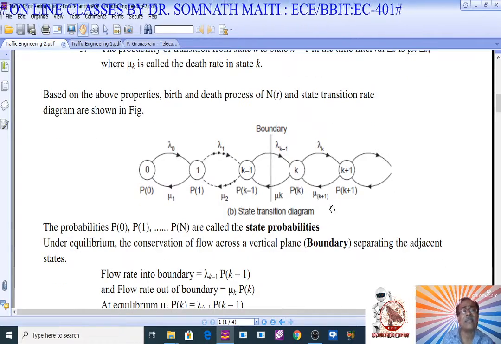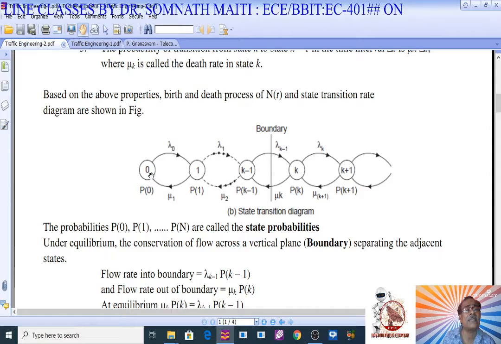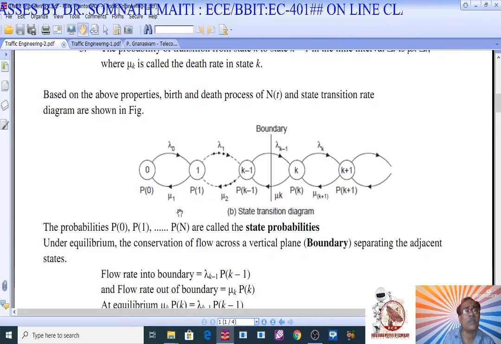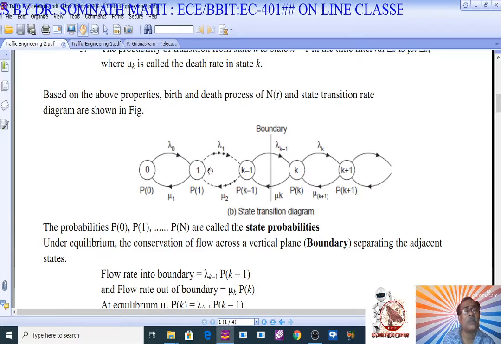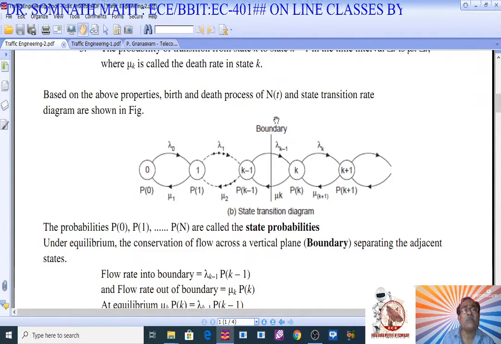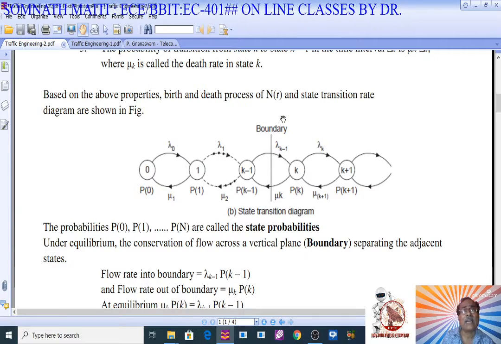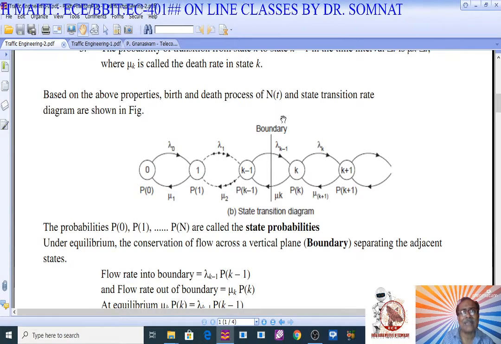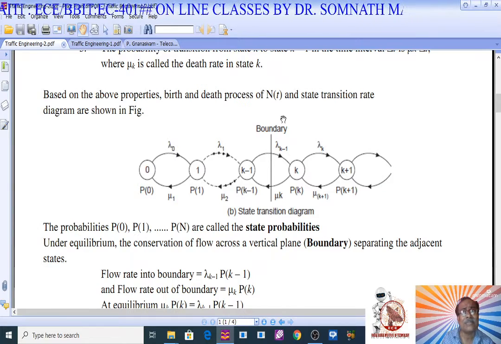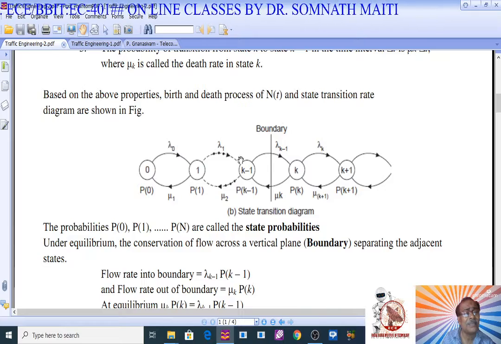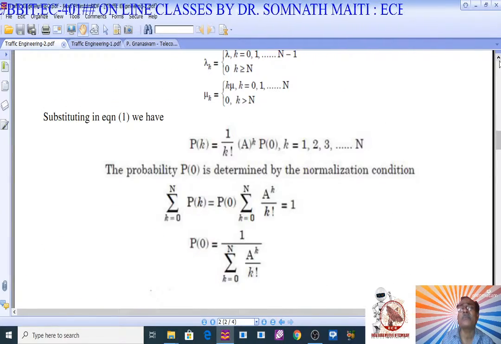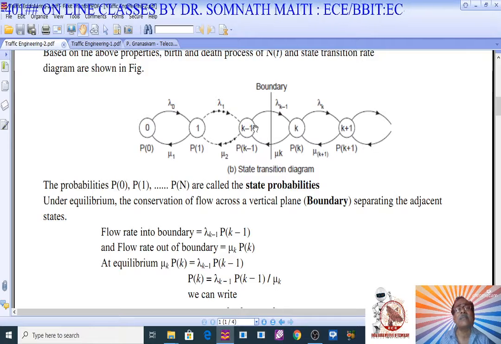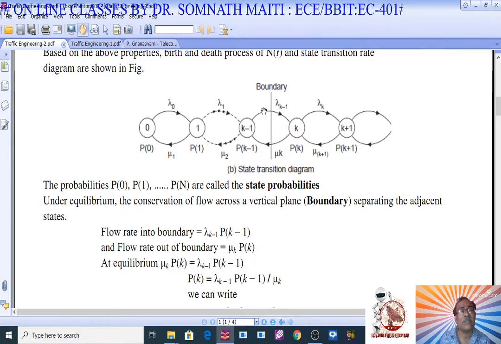This is called the state transition diagram. States are designated by 0, 1, 2, k plus 1, and so on. The probabilities P0, P1, Pn are called the state probabilities. P0 is the probability that no calls are in progress, P1 is the probability of one call in progress, and so on. Under equilibrium condition, calls are arriving and calls are getting completed. So there may be an equilibrium where the birth rate and death rate are the same. We assume that at this intermediate position, this equilibrium is achieved.